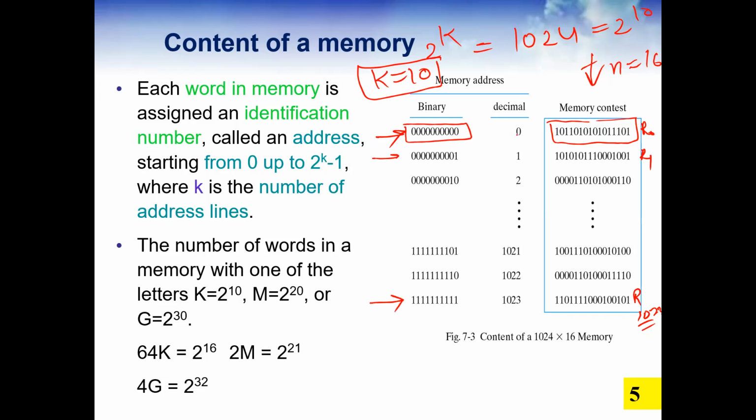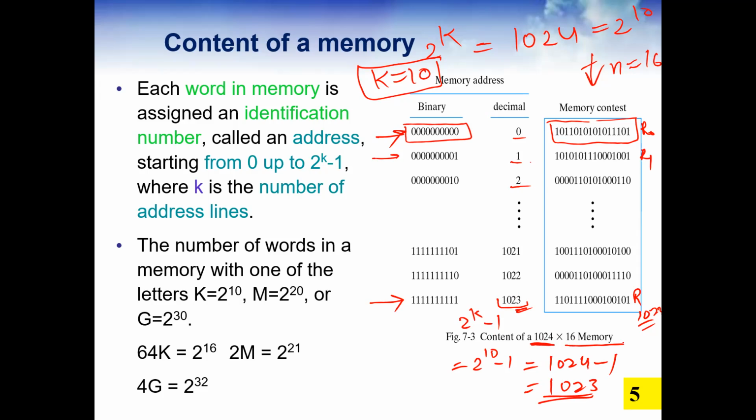If we read in decimal, it is 0, 1, 2, and the last will be 1023. Why 1023? Because the last address will always be 2^k minus 1, meaning 2^10 minus 1, which is 1024 minus 1, which is address 1023. This is the address. So this memory contains 1024 registers or words, and each word is 16 bits long. So we call this a 1024 x 16 memory.